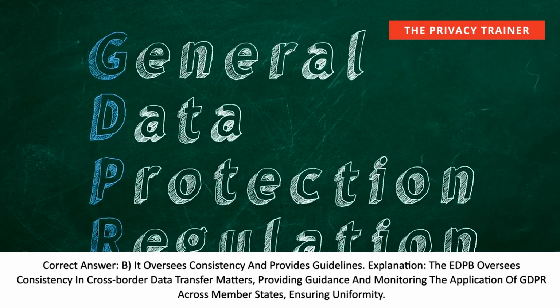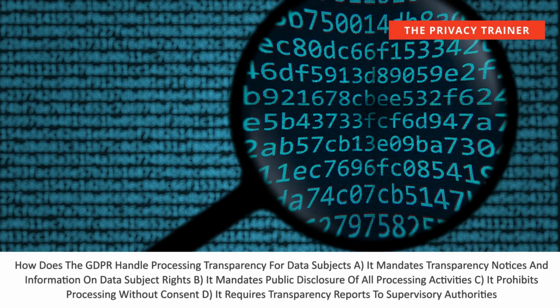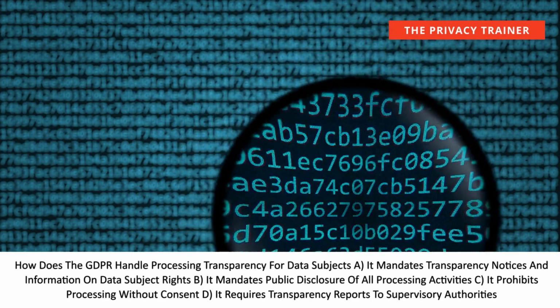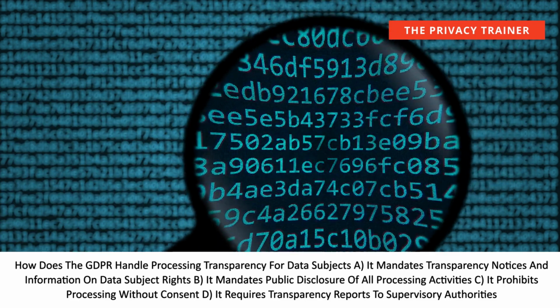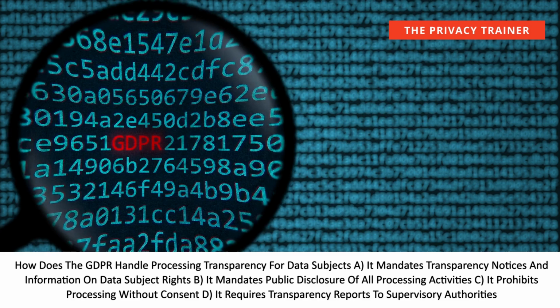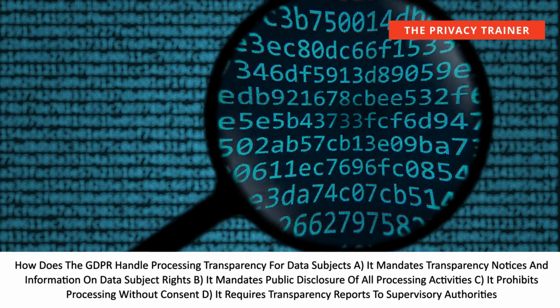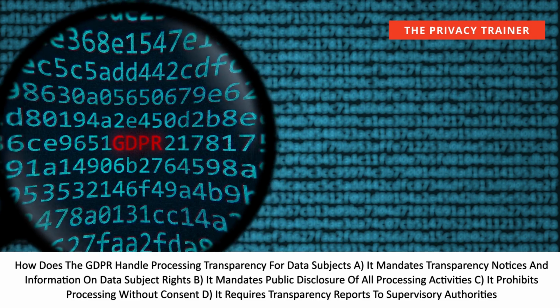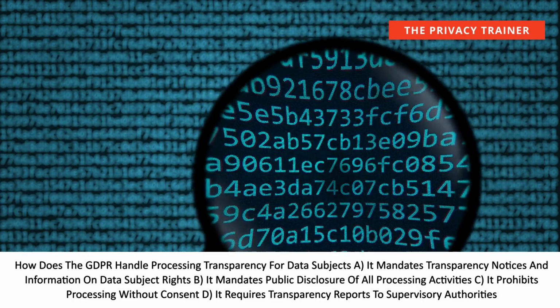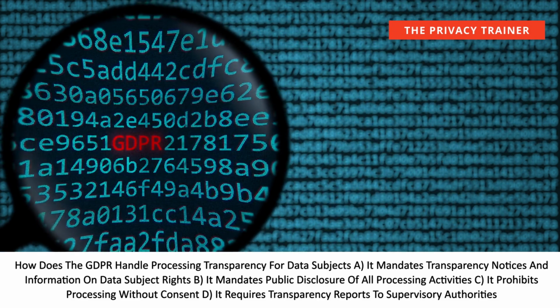states, ensuring uniformity. How does the GDPR handle processing transparency for data subjects? A. It mandates transparency notices and information on data subject rights. B. It mandates public disclosure of all processing activities. C. It prohibits processing without consent. D. It requires transparency reports to supervisory authorities.